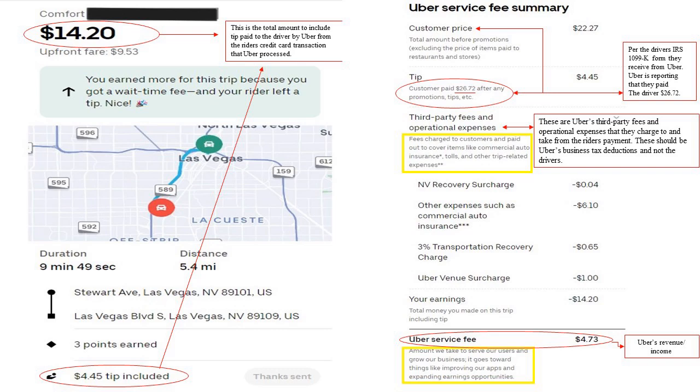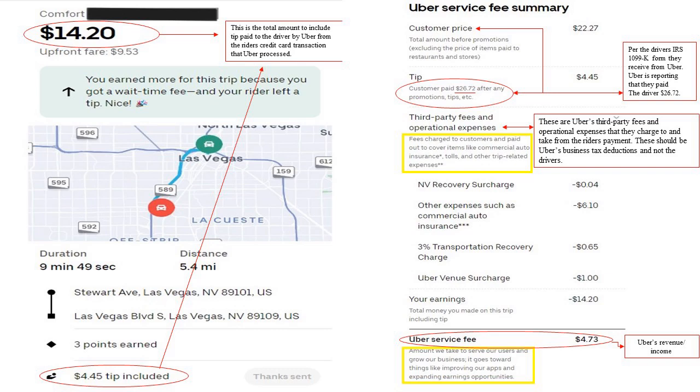So let's get started with the basic fare receipt that the drivers receive once they complete a ride. We'll use this Comfort ride as an example. As we can see here, this is the total amount, to include the tip, paid to the driver by Uber from the rider's credit card transaction that Uber processed. So the driver received $14.20 for this ride, and the $4.45 tip is included in that amount.